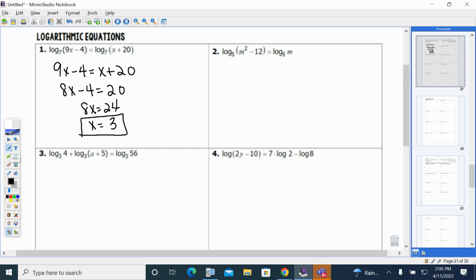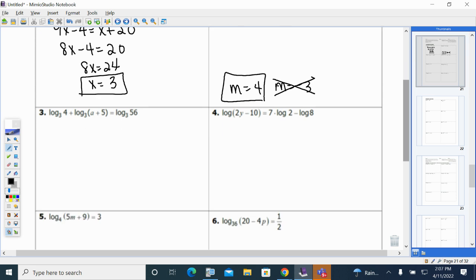Number 2 is the same. Drop the logs and solve. I'm not going to work out every single one of these, but this is a quadratic, and you should get m equals 4 and m equals negative 3. And what you'll find out is that the negative 3 won't work. It's an extraneous solution. So for number 2, you should just get m equals 4.